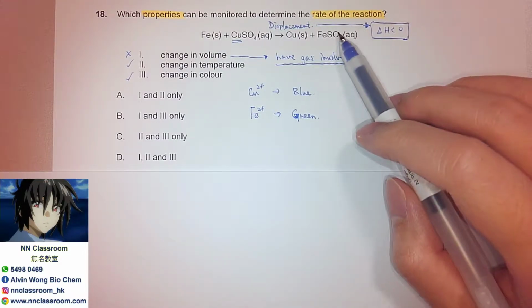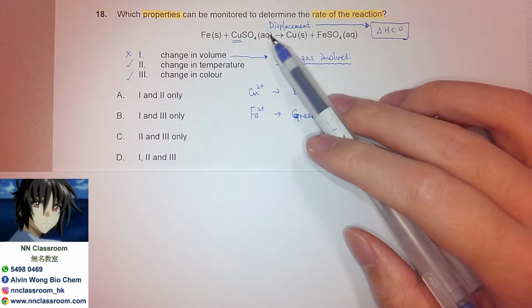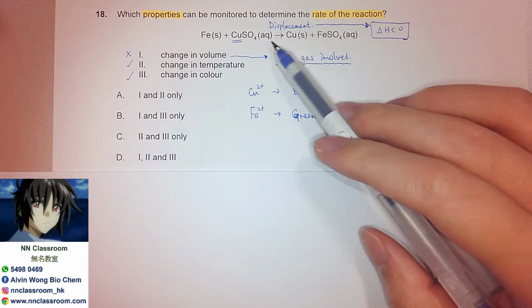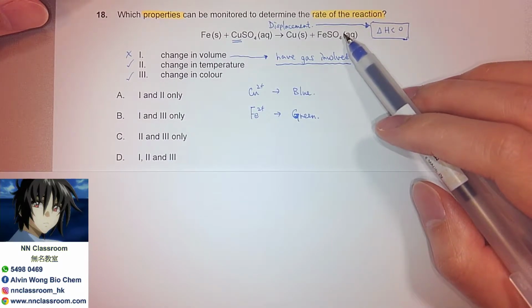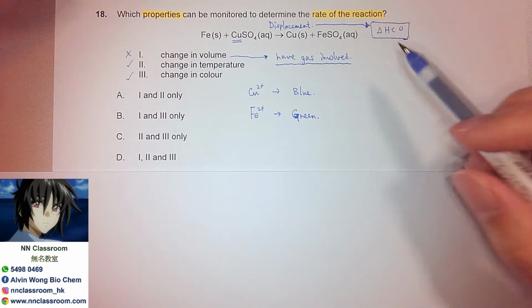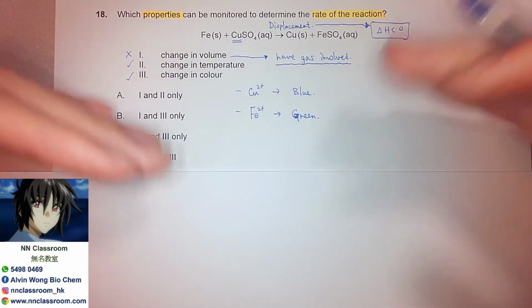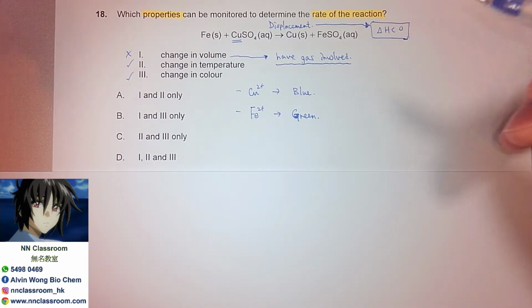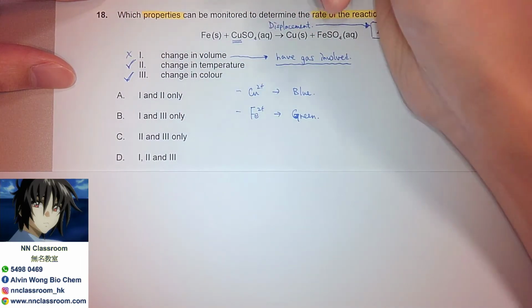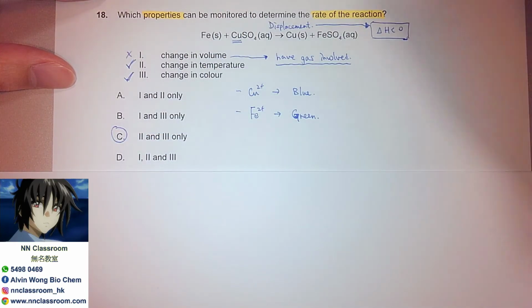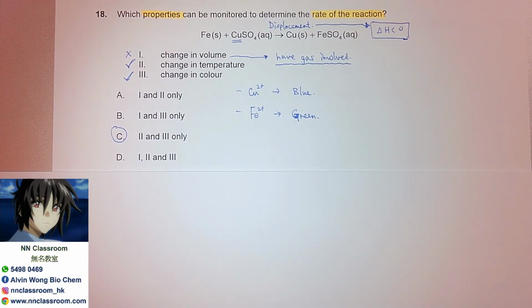So that means by measuring the absorbance at a particular wavelength, maybe the wavelength of blue color or green color, we can monitor the progress of the reaction by showing the concentration of the corresponding ions changing. And so we can find the rate of reaction. So that's why method 2 and method 3 are both possible. So that's why the answer for question number 18 goes to C.